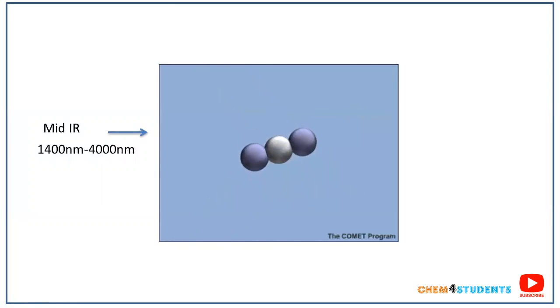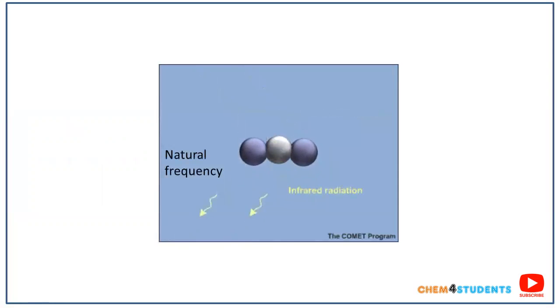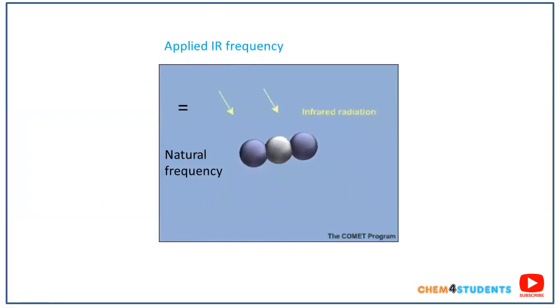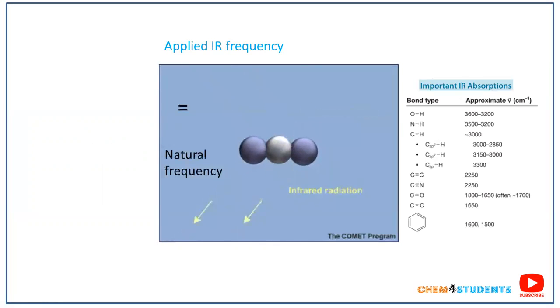Why specifically in this region can we get the molecular vibrations? Every molecule or atom vibrates with its natural frequency. It is a characteristic frequency. When this natural frequency is equal to the applied frequency, then we can see the molecular vibrations. So different bonds and different functional groups have different natural frequencies. By identifying these natural frequencies, we can identify the bond types present in the molecules.